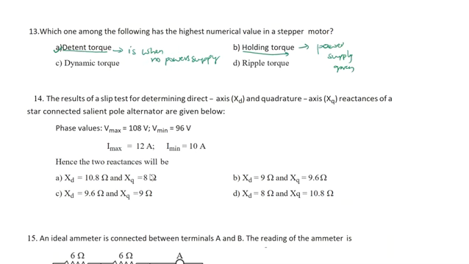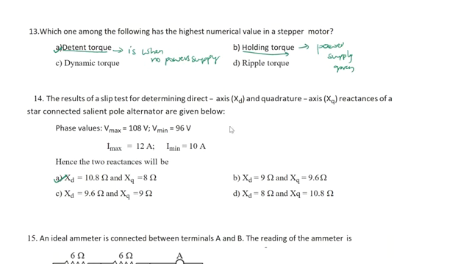Next one. The result of a slip test for the direct axis and the quadrature axis reactance of a star connected salient pole alternator are given below. Phase values Vmax, Vmin, Imax, Imin given. Hence the two reactances will be... So tell the answer here. So the answer is D here.